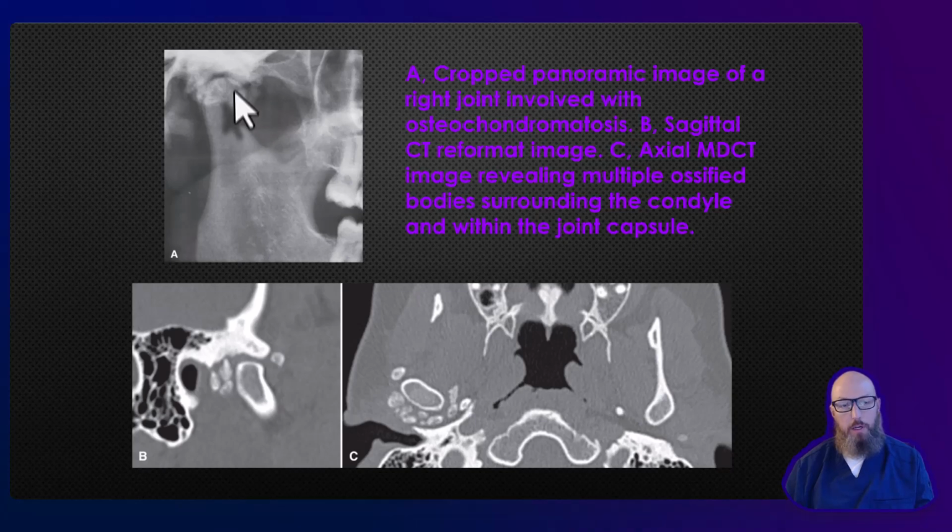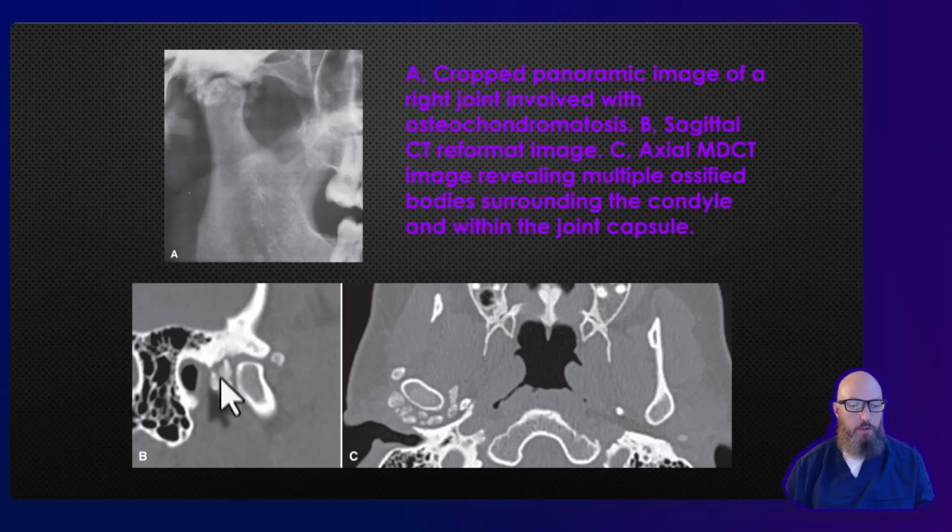Those are associated with osteoarthritis. This condylar head looks nice and uniform, the cortical outline of it, nice and smooth. No signs of osteoarthritis in this case. But you get these small little pebbles of calcification just around the joint space. That's your synovial chondromatosis. Even easier to see if you have a 3D view.